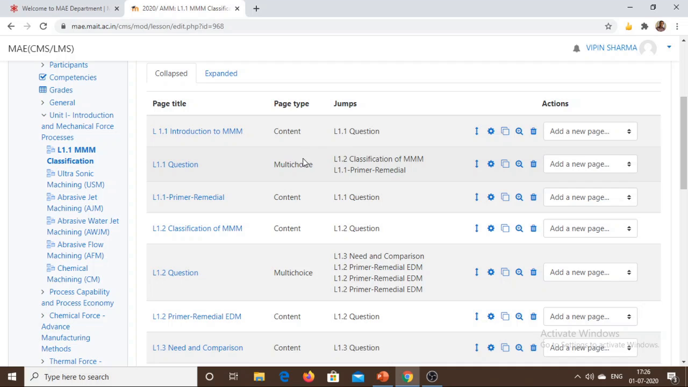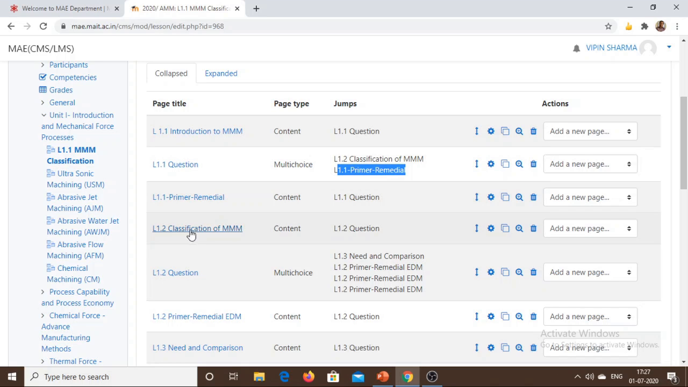If the student attempts the correct option, then the student will be taken to the next topic of the lesson, which is the classification of MMM. And if the student attempts it wrong, the student will be taken to the lecture 1.1 primary remedial content, which is placed here. If the student attempts it wrongly, the student will be taken back to the remedial class, and after attending this remedial class, he will again see the question part.